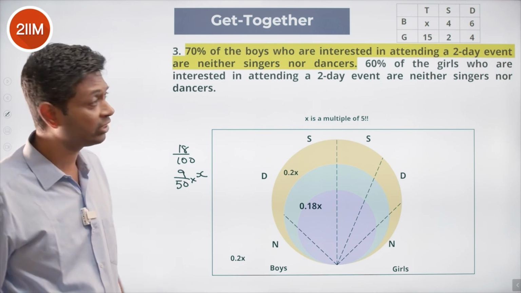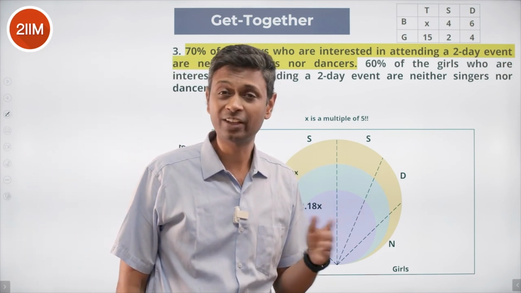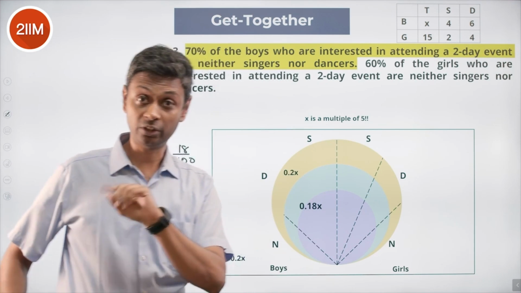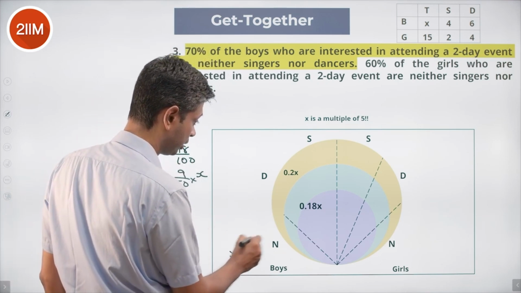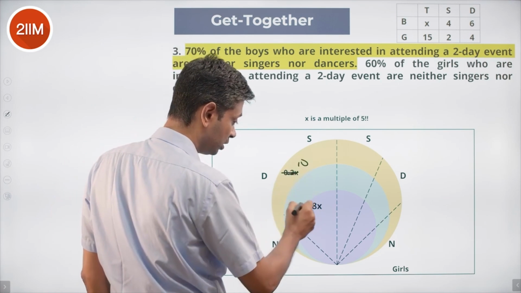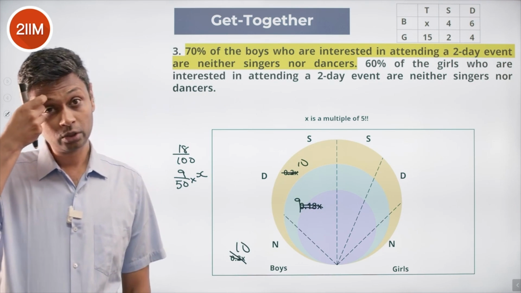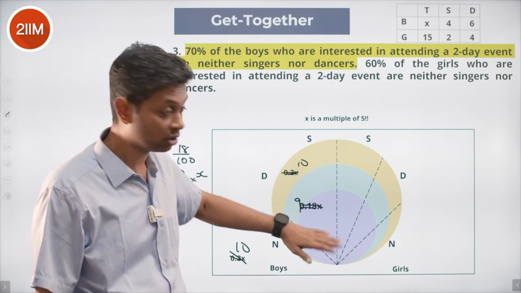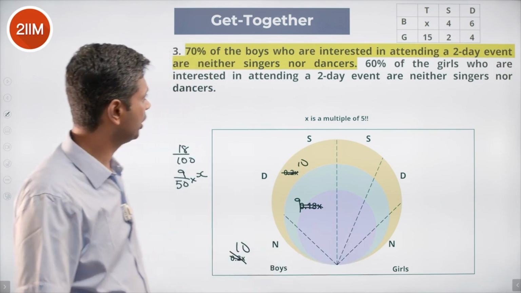We know the total singers and dancers is just 10. So x cannot be 100, x has to be 50. That's brilliant. The total number has to be 50. That means this is 10 here, this is 10 here, this number is 9. Singer and dancer put together for 2-day event, which includes the 3-day event, is 9.